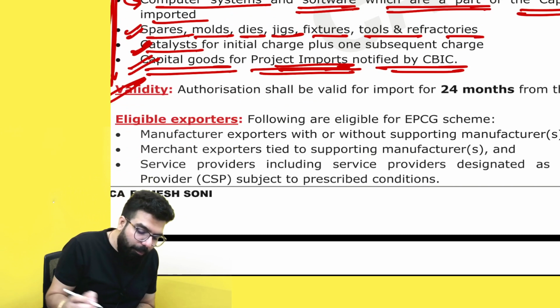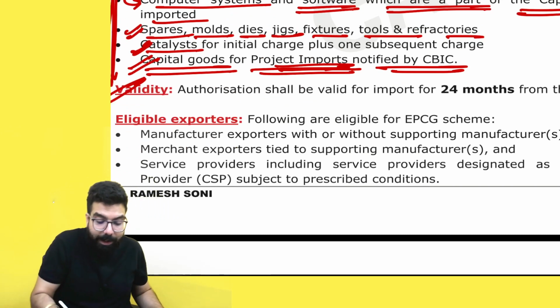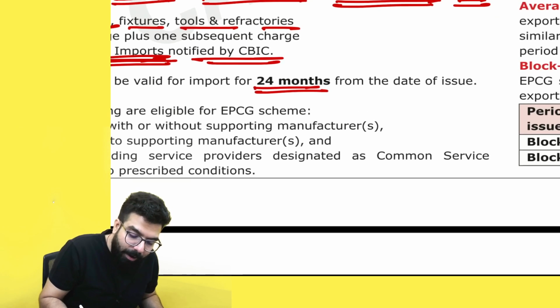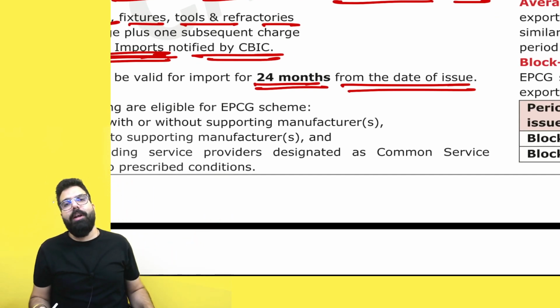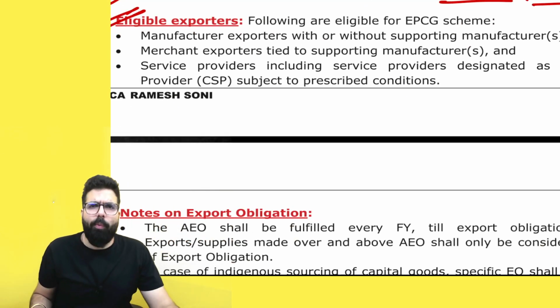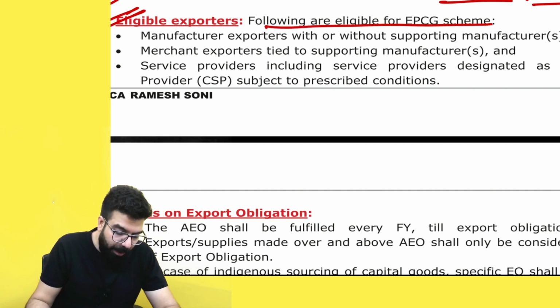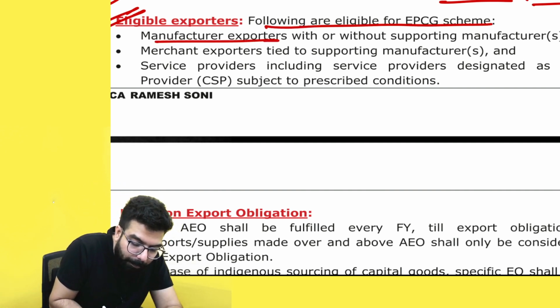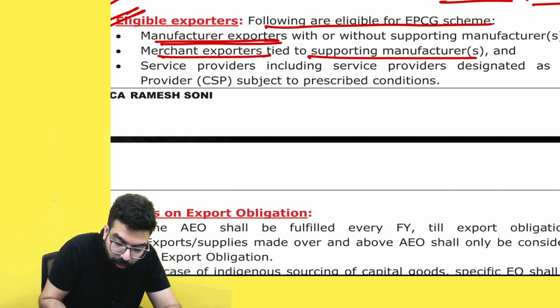Next, sir, if I have got an advance authorization, basically EPCG authorization, how many months will it be valid? It will be valid for 24 months from the date of issue. Means from the date of issue, within 24 months you should import your capital goods. Sir, who are the people who will get EPCG authorization? Following are the people who are eligible for EPCG authorization. They are telling over here, manufacturer exporter. It means who is manufacturing. Merchant exporter tied to supporting manufacturer.